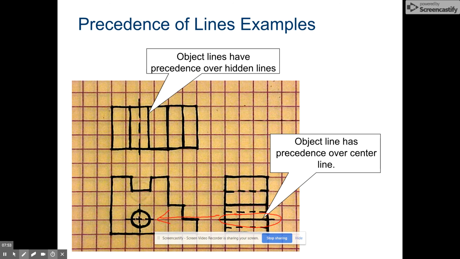Same thing here. Let me see. Where is that? Ah, yes. This object line has precedence over what would be a hidden line, because from the top view, you wouldn't actually know that that's a hole right there. Why? Because you wouldn't actually see it if I was looking down on this object. Okay, so just some examples.